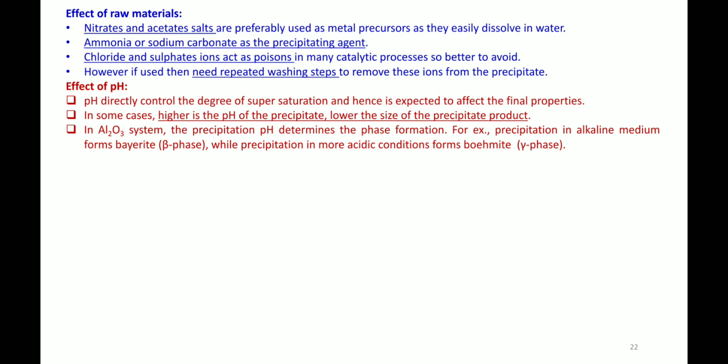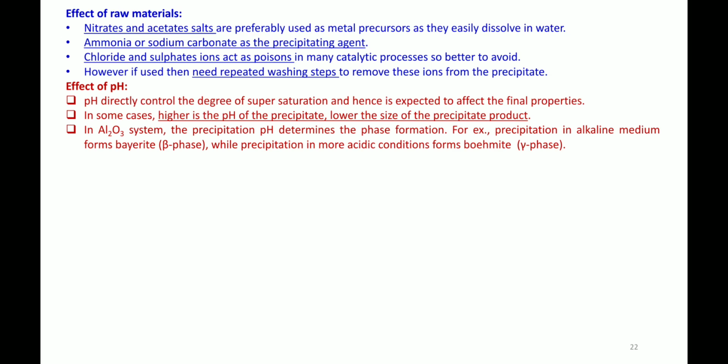In some cases, the higher the pH of the precipitate, the lower the size of the precipitate product. So it has been observed by researchers that if you precipitate the material when the pH of the solution is high, then the final product you get should have low particle size. Okay. In the Al2O3 system, the precipitation pH determines the phase formation.